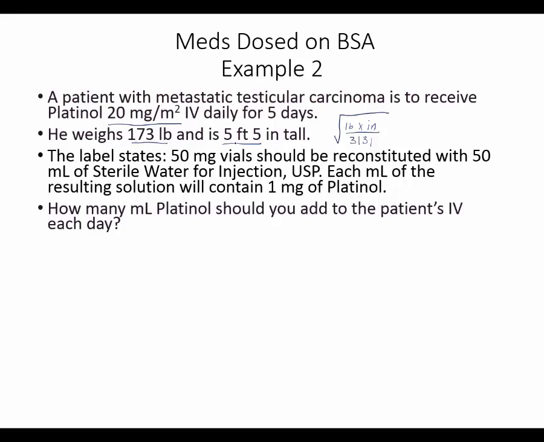I'll need to convert the 5 feet 5 inches to inches. So there are 12 inches in a foot, so I can multiply this by 12, so that equals 60. And then I'll add in the 5 inches for their height, so we have a total of 65 inches for our patient. Next, I'll go to my calculator and I'll use the formula in my calculator.